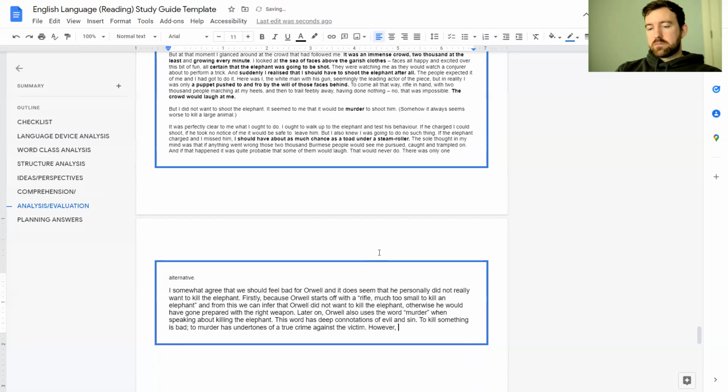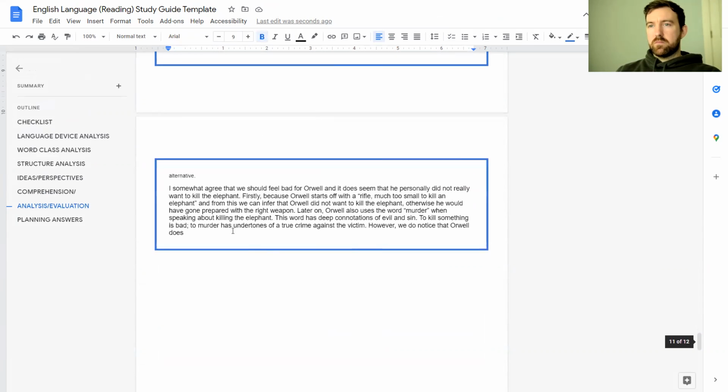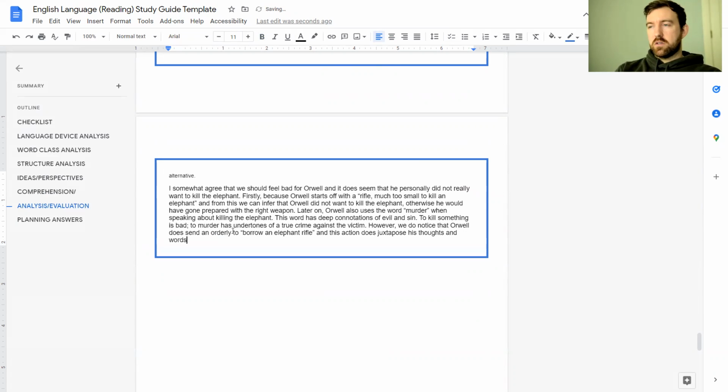However, we do notice that Orwell does send an orderly to borrow an elephant rifle. This action does juxtapose his words and at least leaves the option of killing the elephant open.